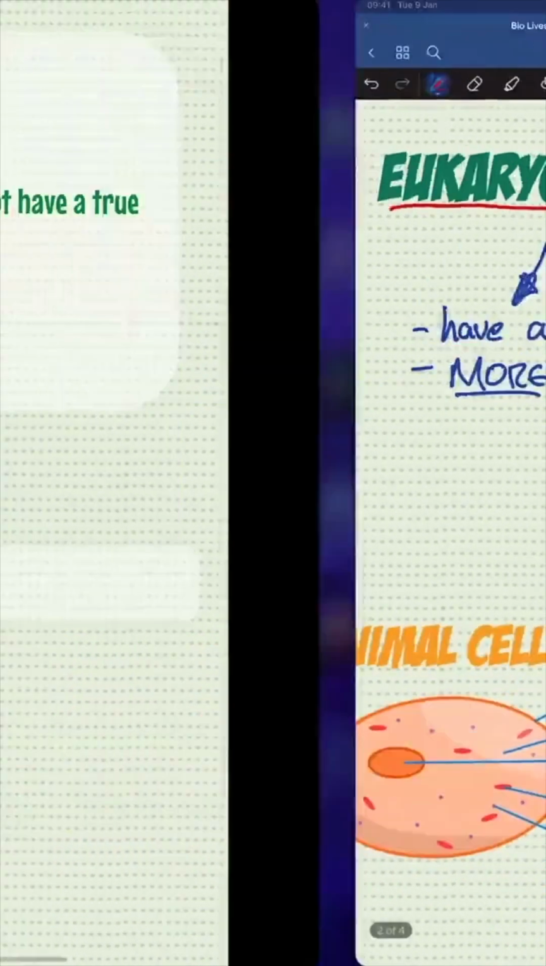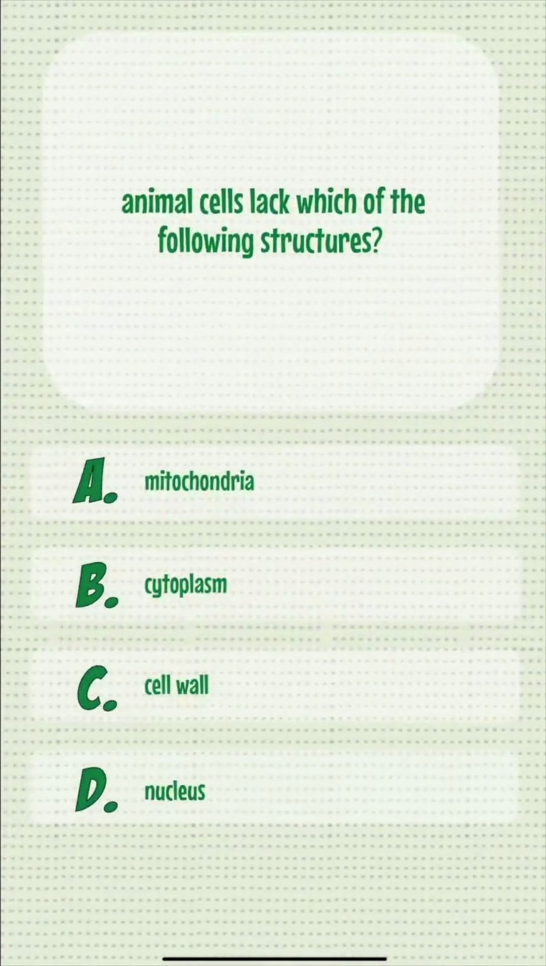Okay, so yeah, well done. Let's carry on with the next question. So we'll do one more like this, and then we'll look at an exam question. Animal cells lack which of the following structures? Pick your answer. So comment on your answer, then tap the screen a few times.